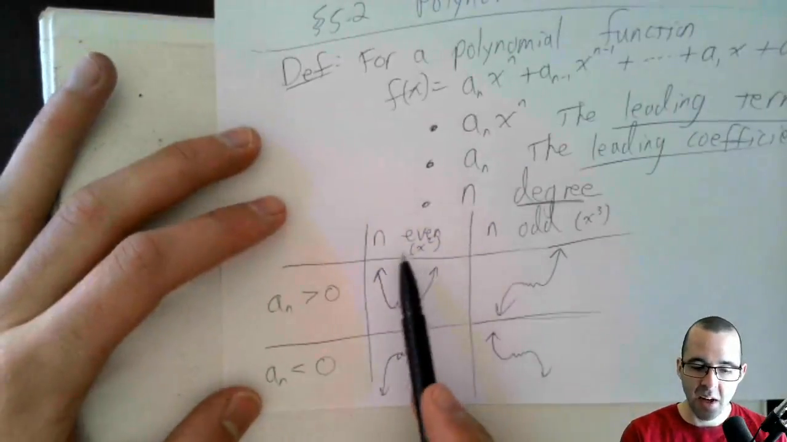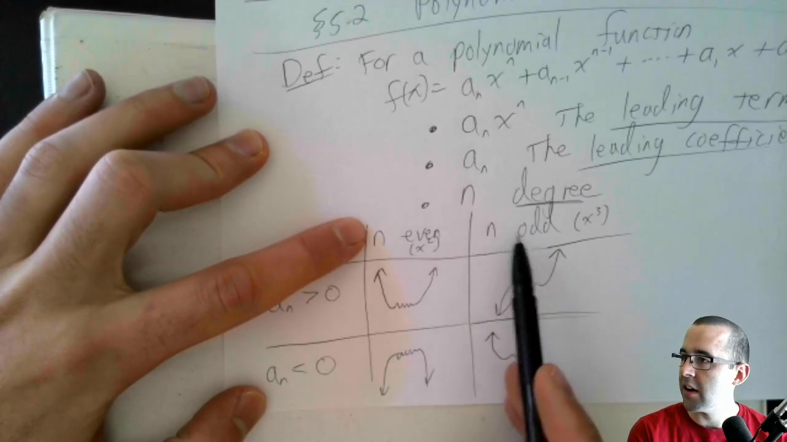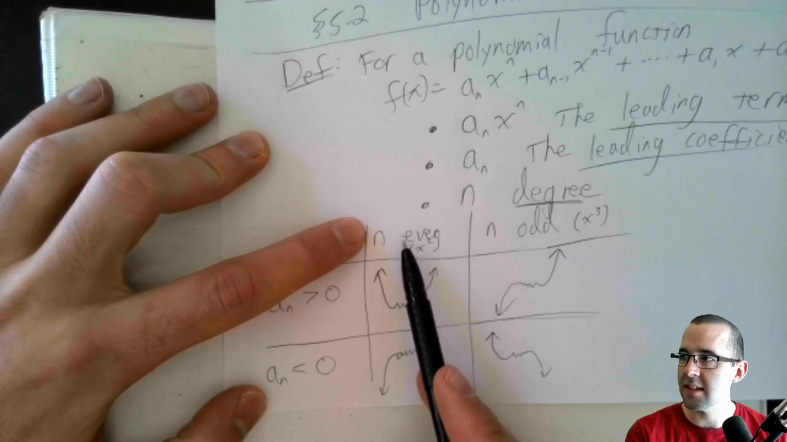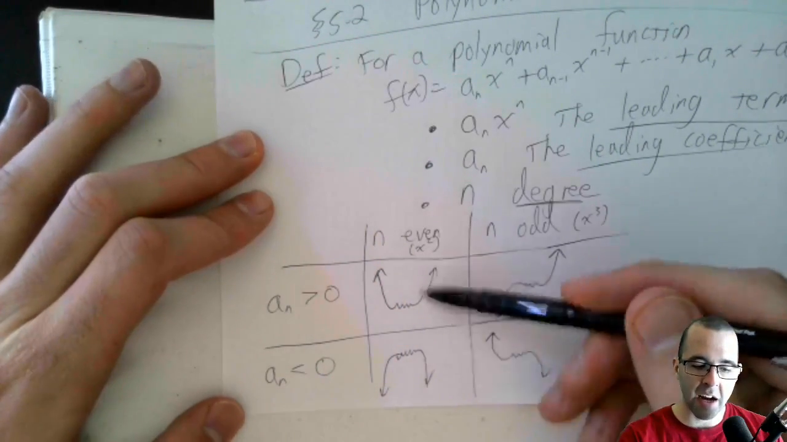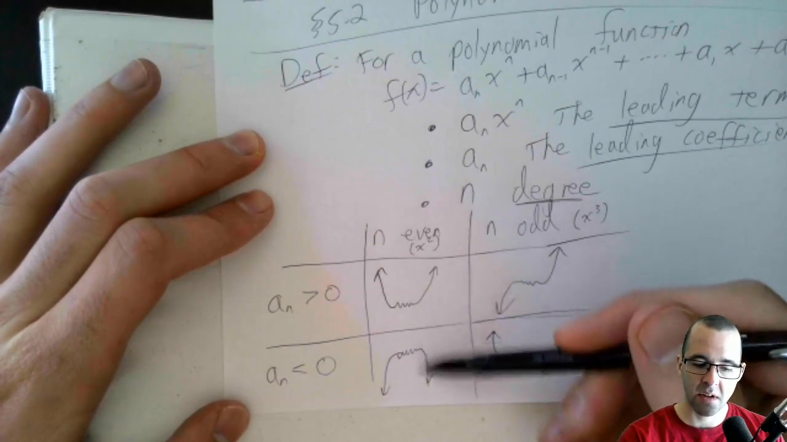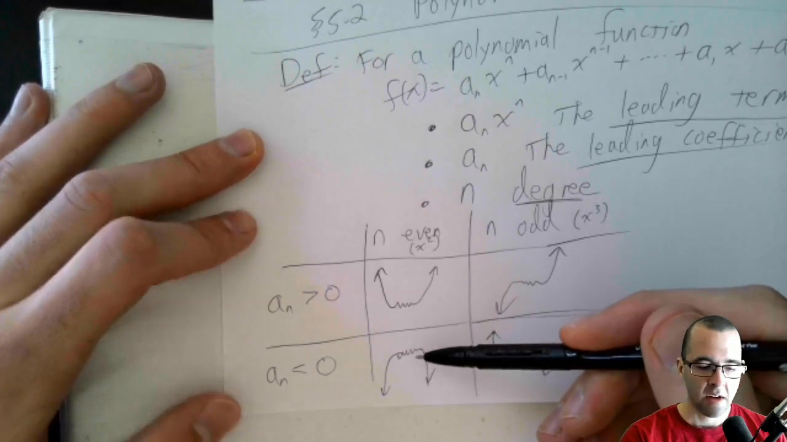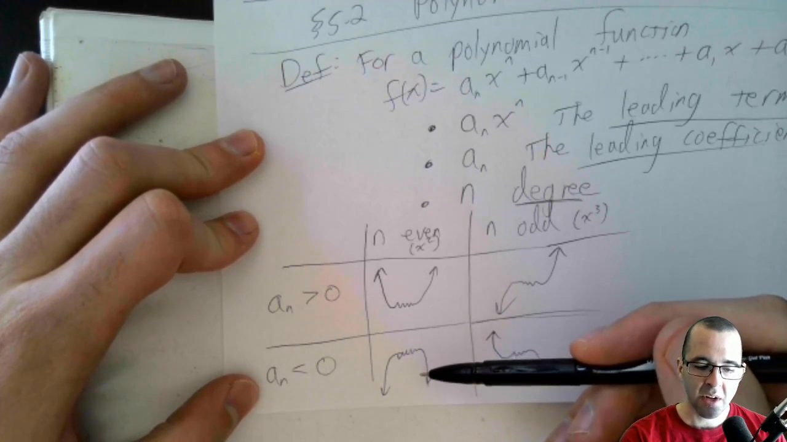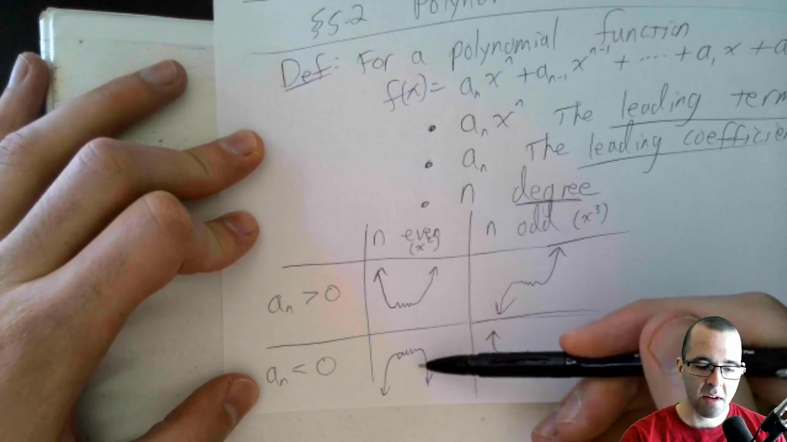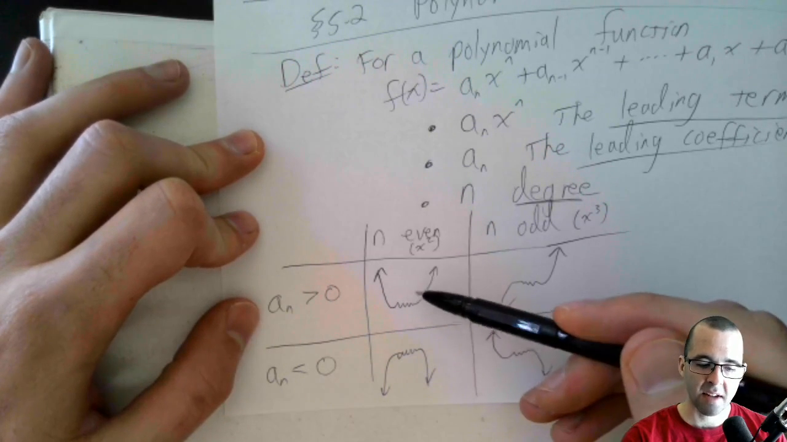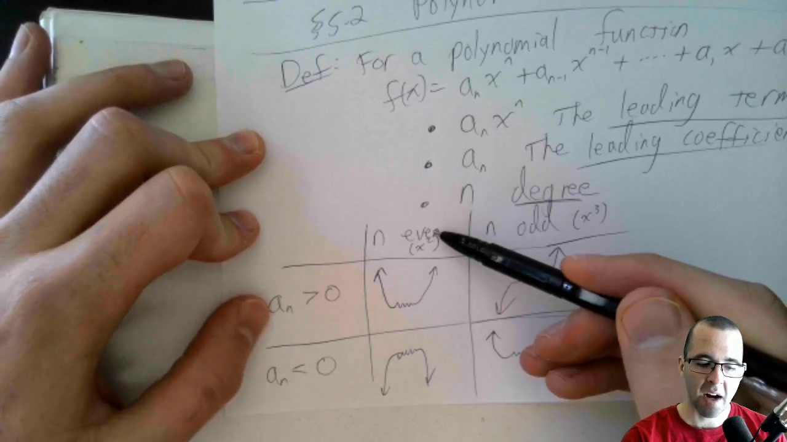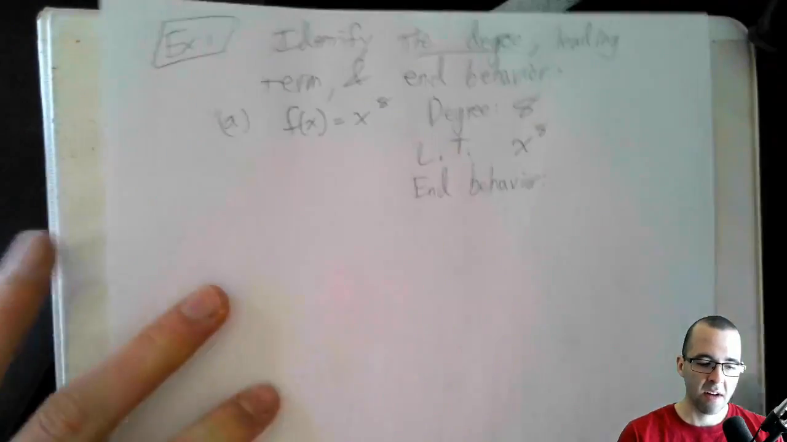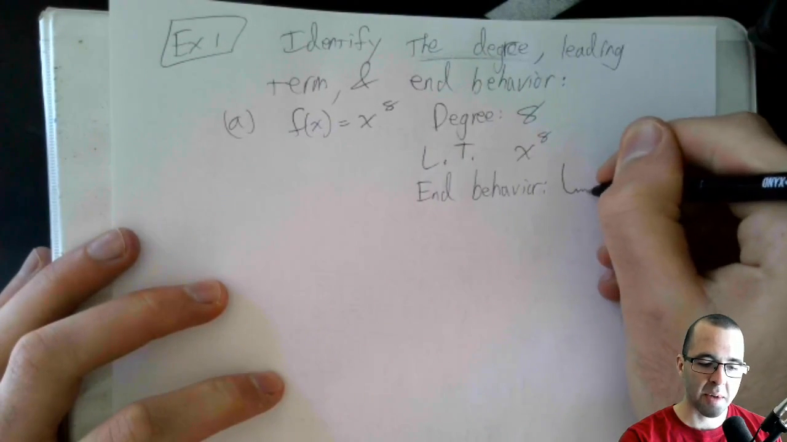We say, is the degree even or odd? Well, we said the degree is 8. The 8's even. So we know our end behavior has got to be one of these two. Is our leading coefficient positive or negative? Gabe said our leading coefficient's 1, so it's positive. So even, positive, this is our end behavior. Kind of like a parabola.